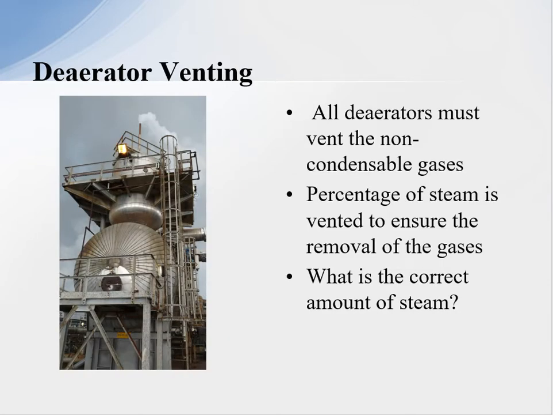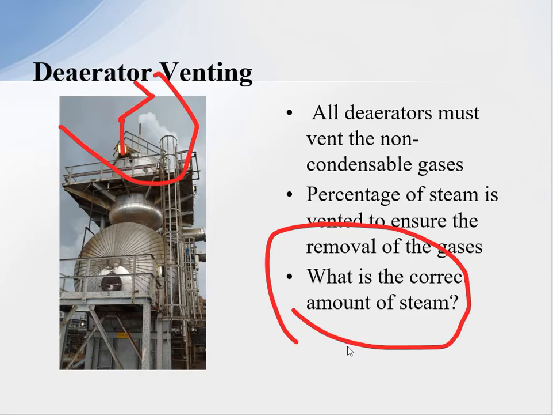The thing I really want to talk about is steam venting. All deaerators must vent a percentage of steam. And the reason why is that we have to get the non-condensable gases to come out of solution. We've got to get the non-condensable gases out of the deaerator. So out here on top of the deaerator, there should be steam being vented out, which, as you can see in the picture. The thing is that we have to know what is the correct amount of steam that we need to vent to make sure we're moving all the non-condensable gases.